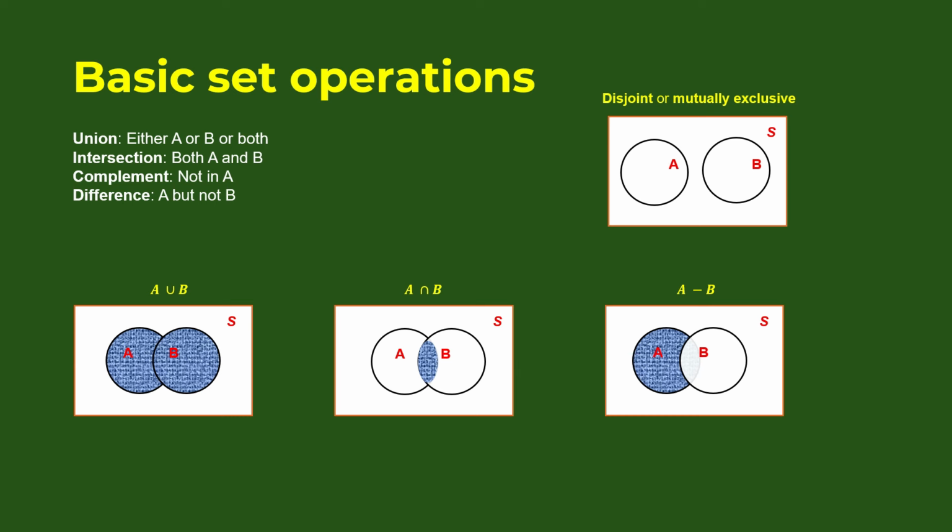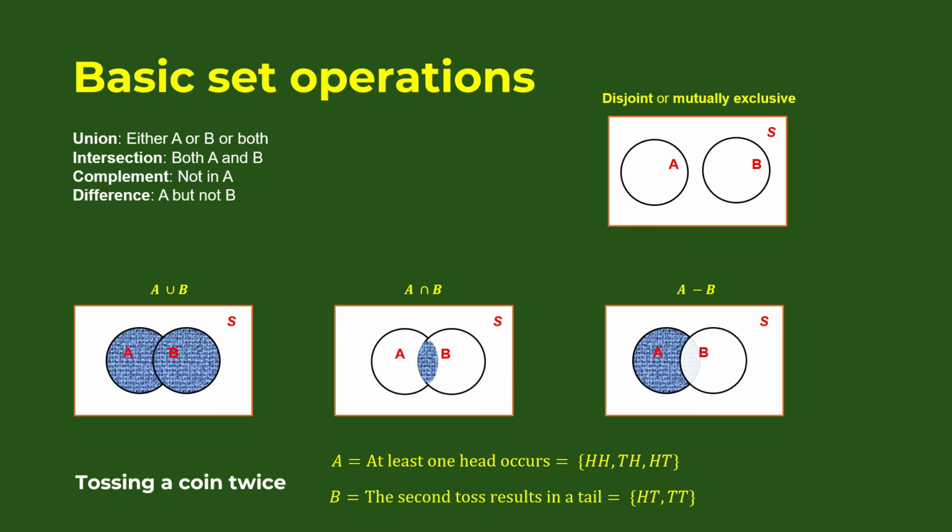Let's look at an example of tossing a coin twice. Suppose there are two events, A and B. Event A states that at least one head occurs in the outcome, whereas event B states that the second toss results in a tail.